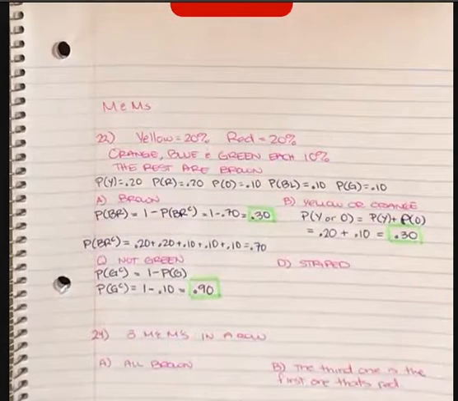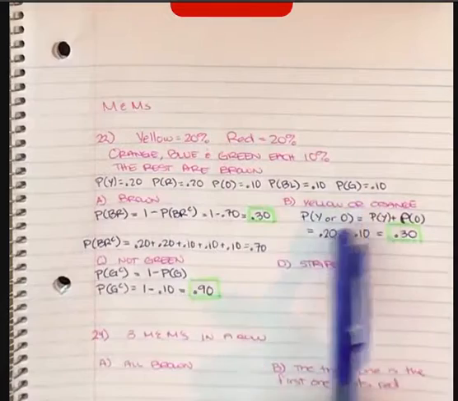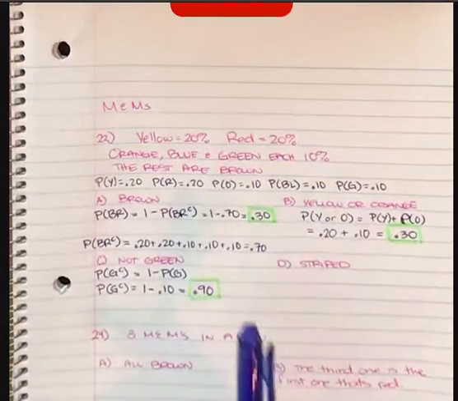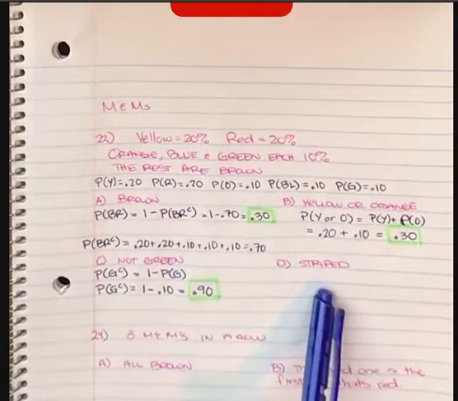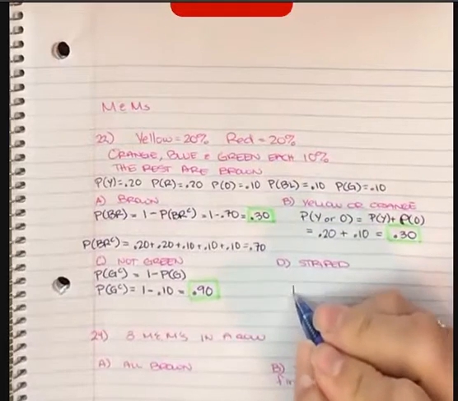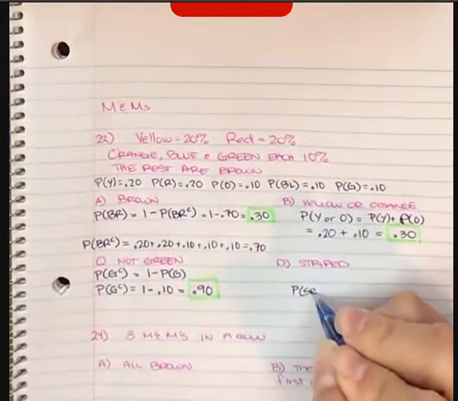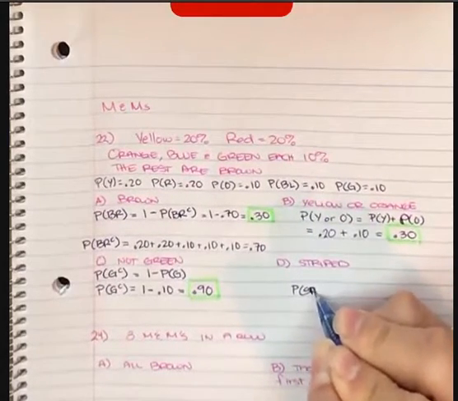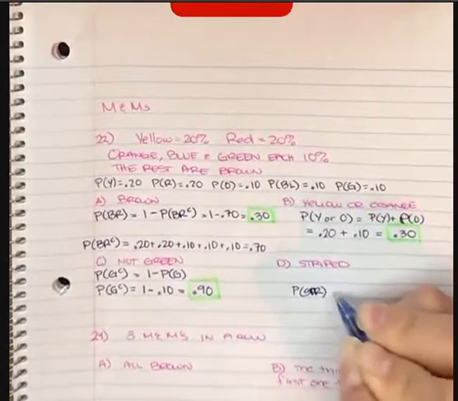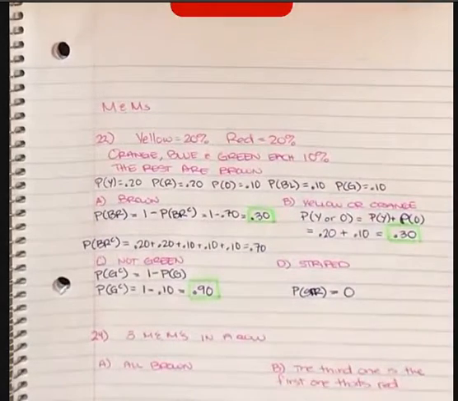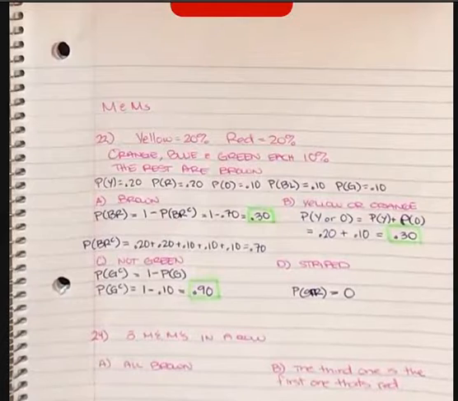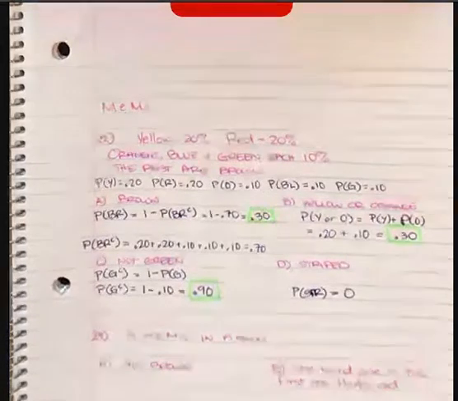Okay, and then let's look at the probability of striped. We know that all of these things and brown add up to 1, and so there's nothing left for striped. So the probability of being striped, I'll just use STR for striped, is going to be 0, because we have all our probabilities already. They all add up to 1, and so striped is not included there.